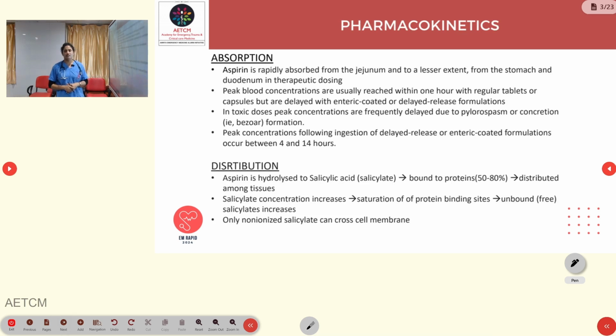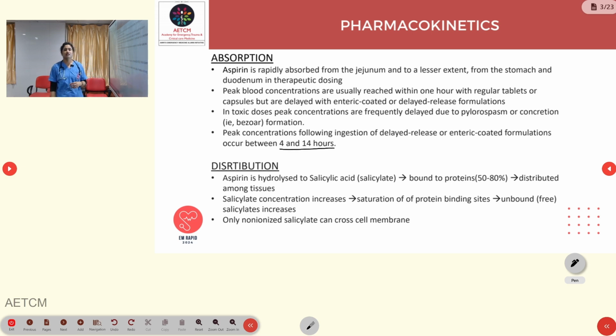Coming to pharmacokinetics, first one is absorption. Aspirin is readily absorbed from the jejunum and to a lesser extent from the stomach and duodenum in therapeutic dosing. So, peak concentration in the blood will be reached by 1 hour with regular tablets, and it will be prolonged if we are using extended release or delayed release formulations. In toxic doses, peak concentrations are frequently delayed because of pylorospasm or bezoar formation, that is concretion formation. And peak concentrations following ingestion of delayed release or enteric-coated formulations occur between 4 and 14 hours.